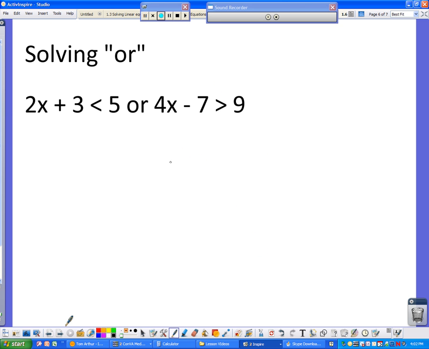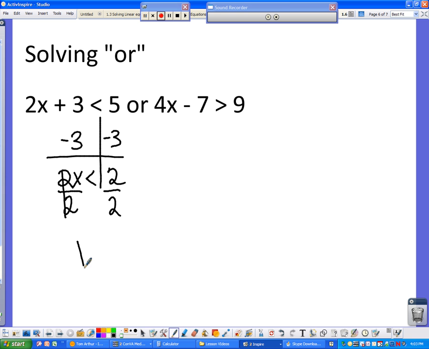On an or question, we just have to make sure to solve each inequality. So you basically just have two problems to do. In this one, we're going to subtract 3 first. So 2x is less than 2. Divide by 2. And x would be less than 1.